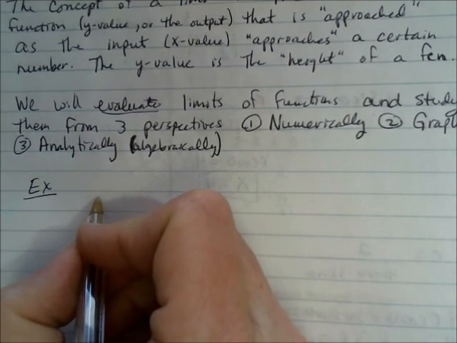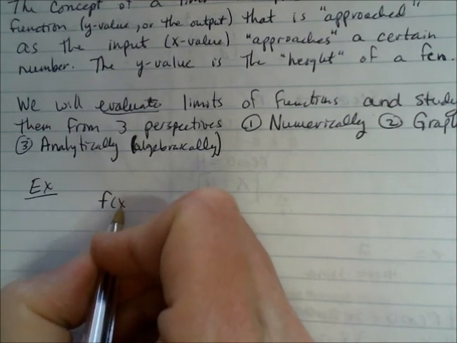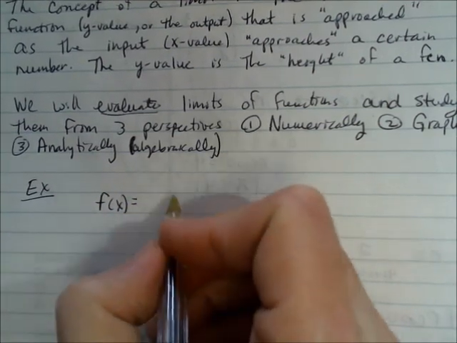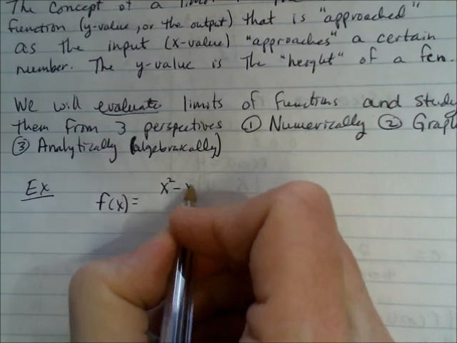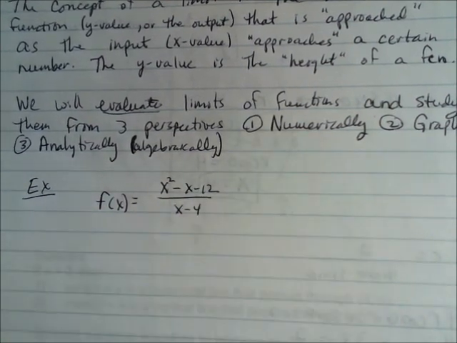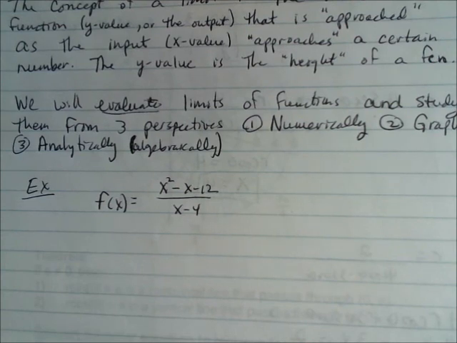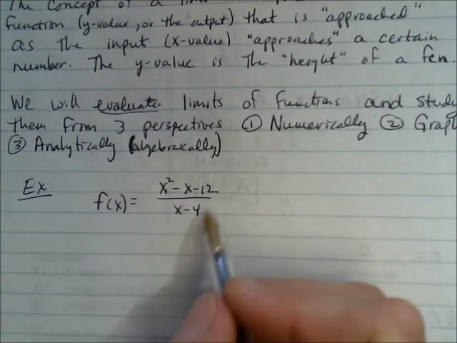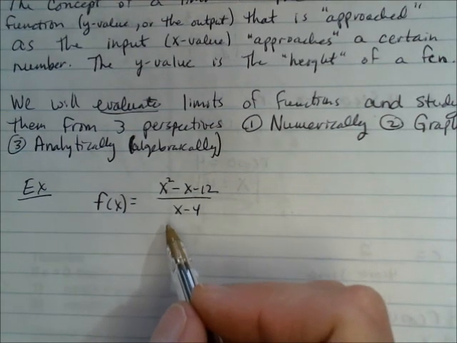Let's say I'm going to give you f of x and make that equal to x squared minus x minus 12 all over x minus 4. Well, some of you can already jump on this function and say, oh, I can probably simplify that. But we're just going to look at this particular function. We're not going to simplify it right now. And what I want to do is I want to see if we can evaluate f of 4.